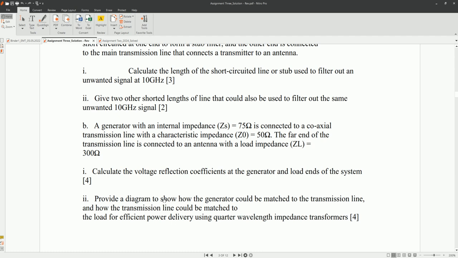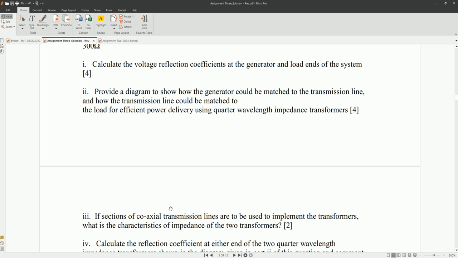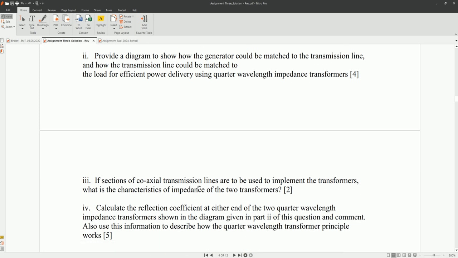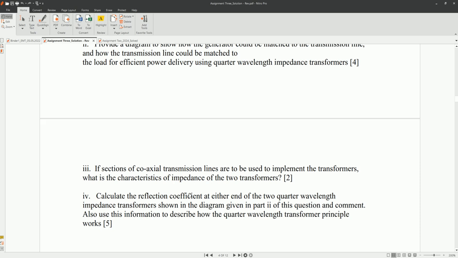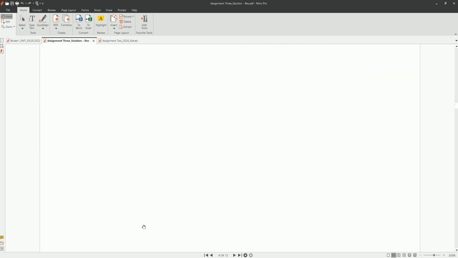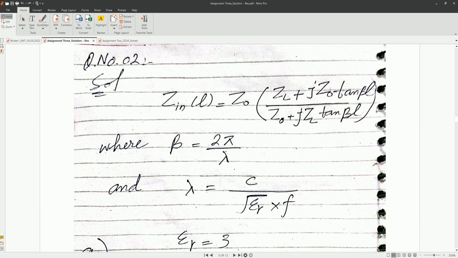This is important. For the maximum power transfer, we want to match the impedance of the source with the impedance of the load. And if two sections of quarter-wave transformer are to be used to implement the transfer, what is the correct impedance? Calculate the two quarter wavelength impedance transformers shown in the diagram part 2, and comment on this information to describe how the quarter wavelength transformer principle works.